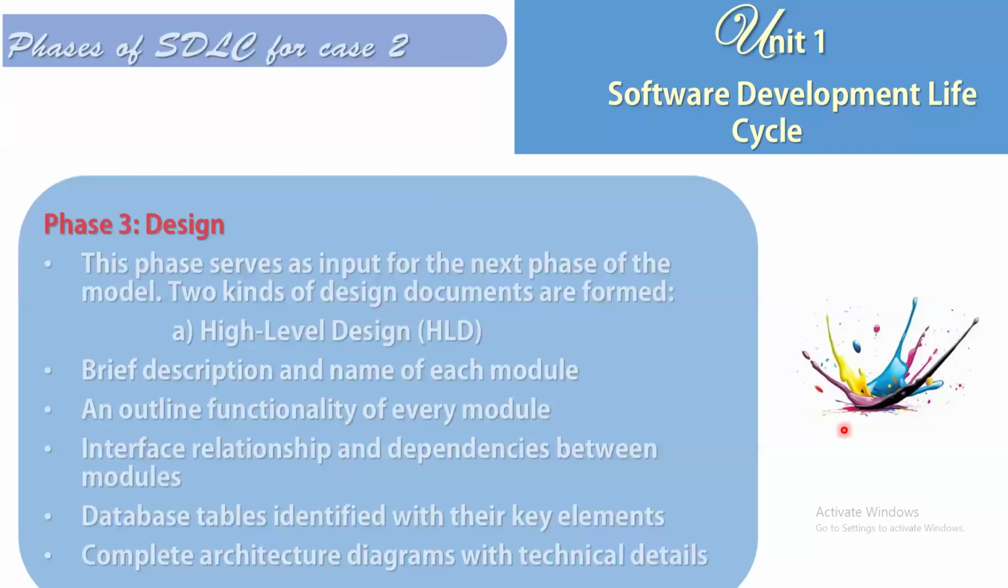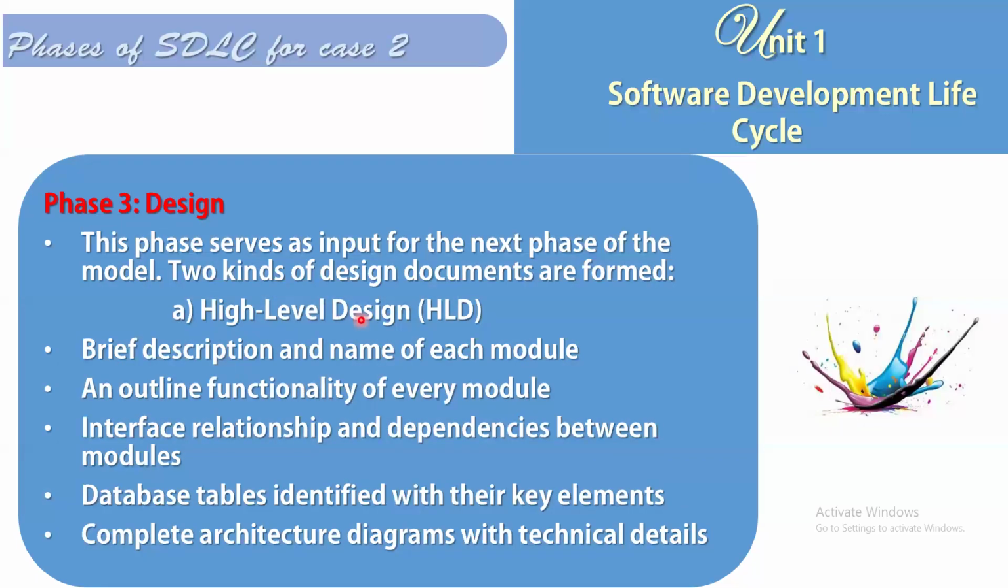Now, the next thing is actually design. This phase serves as input for the next phase of the model. You're going to do the design, and a lot of technicalities will come in here. You're going to look at user interaction. Functionality of every model will come in here. What about the database? What type of data are we using? The architectural diagram. You might need a flow chart. You might need every kind of diagram that will assist a layman. This is where you do the design.